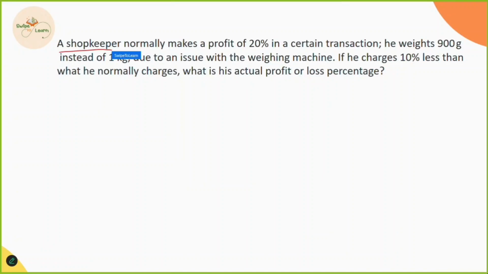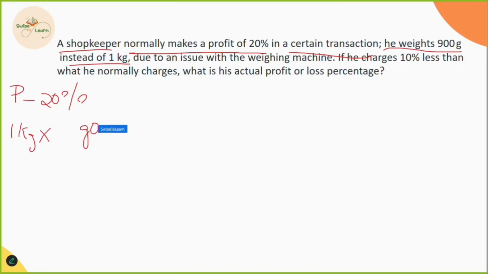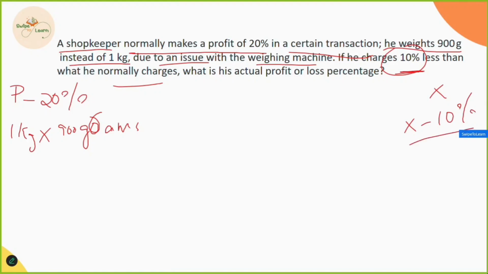A shopkeeper normally makes a profit of 20% in a certain transaction. Okay, he makes a profit of 20% in every transaction he does. He weighs 900 grams instead of 1 kg. Same as the previous question, instead of 1 kg, he is giving only 900 grams. Due to an issue with the weighing machine, he charges 10% less than what he normally charges. Okay, let us assume that he's selling at X rupees, but he is now taking only 10% less than that. That means X minus 10% only he is taking from the customer. What is his actual profit or loss percentage? We have to calculate whether he gets a profit or a loss.